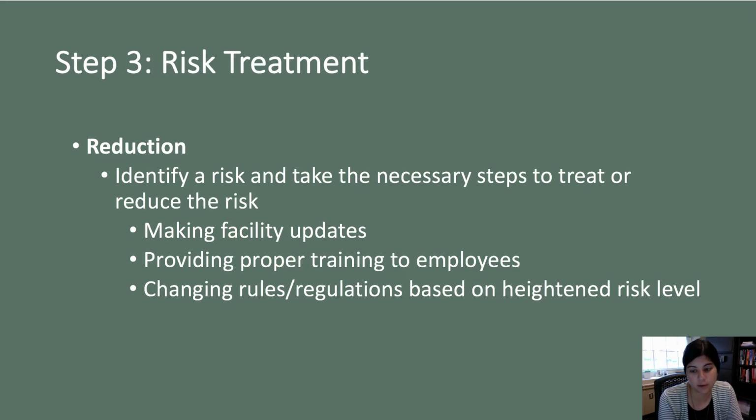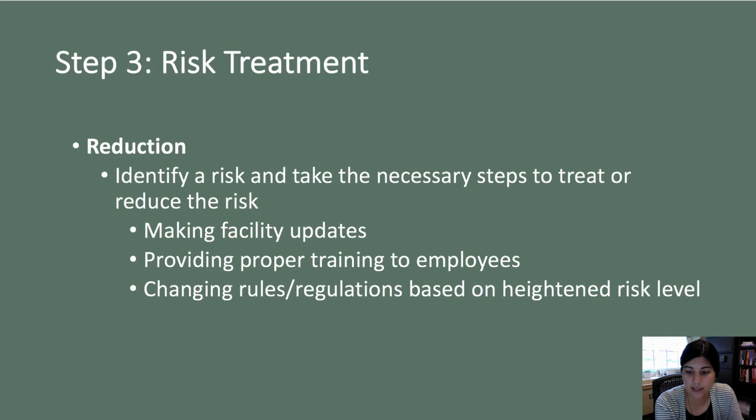It may not completely go away, and you acknowledge that, but you're going to take some steps to try to lower this threat. Here are some examples of how reduction might actually be implemented. Making a facility update based on something that you've noticed is a risk to your patrons or members. Increasing training for your employees after you see that there are some issues in their ability to instruct or perform. Making rule changes based on a heightened risk level.